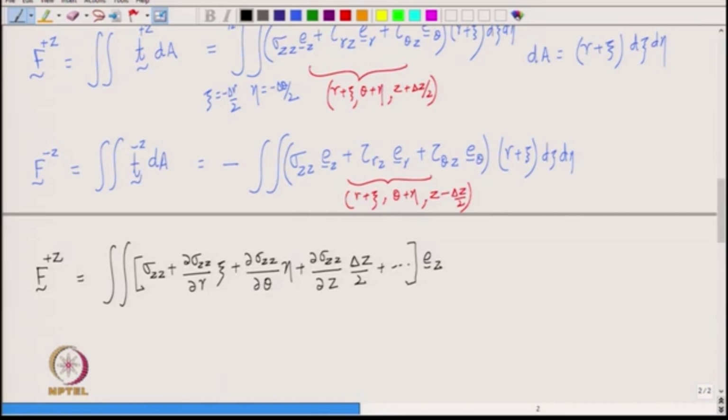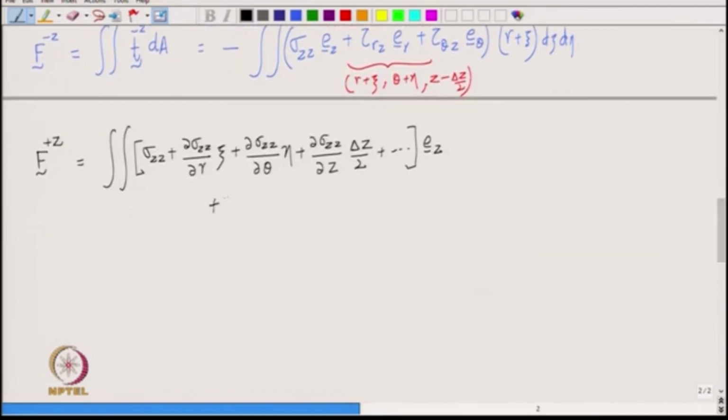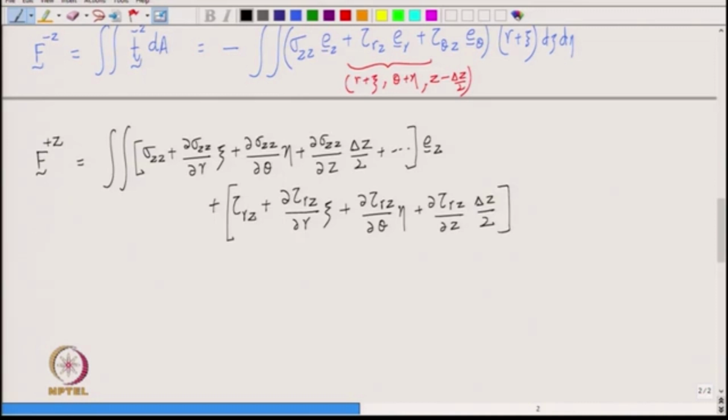correct. Then we have to do Taylor's expansion of tau r z. So, tau r z is again the same way tau r z at the center of the cylindrical element plus del tau r z over del r times zeta plus del tau r z over del theta times eta plus del tau r z over del z times delta z by 2, correct. And this has to be multiplied with E r.